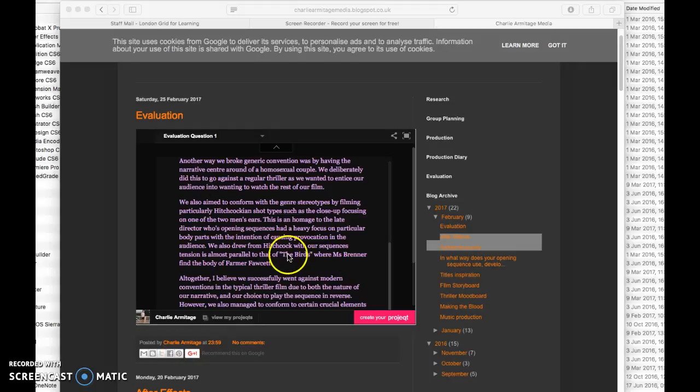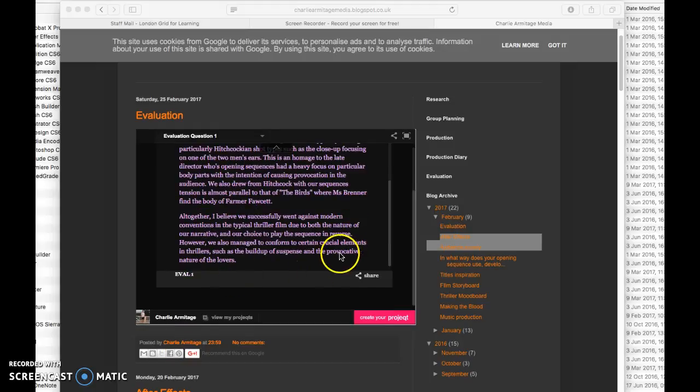So here you talk about Hitchcock. What would be good is for you to show evidence of Hitchcock using focus on body types. Also show the sequence or show images from the sequence that you mention here and then draw parallels with your own sequence. Okay, so here you've got this statement here, for the provocative nature of the lovers.